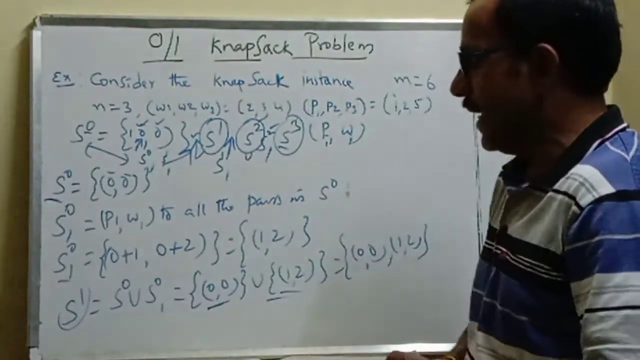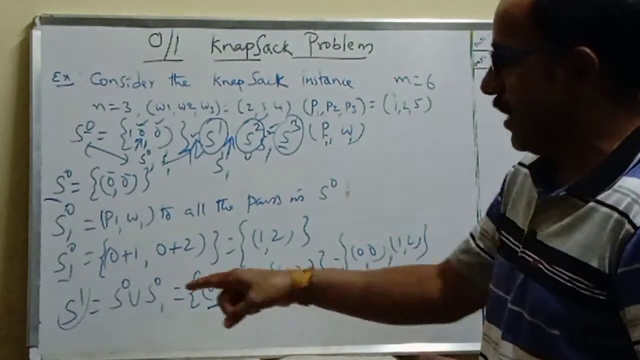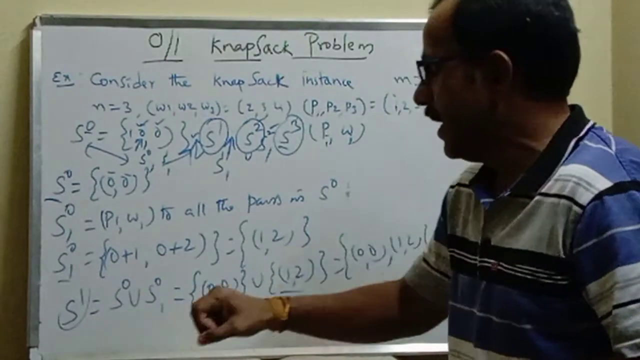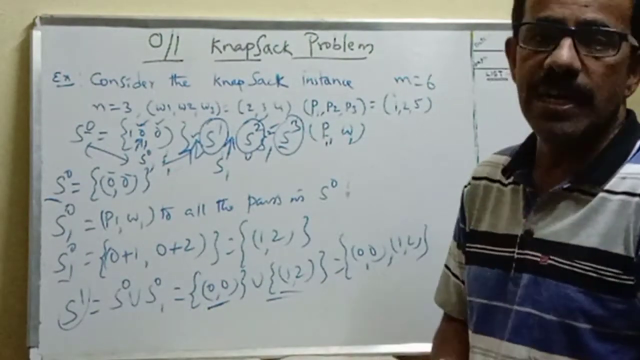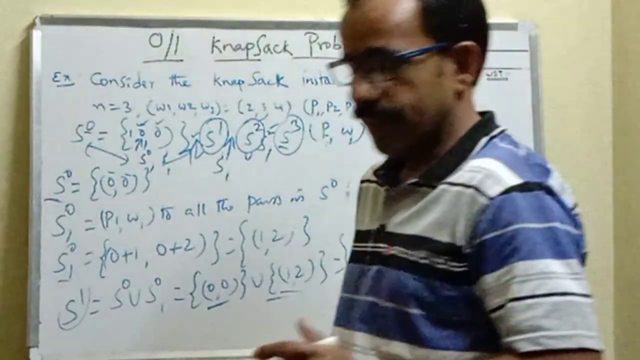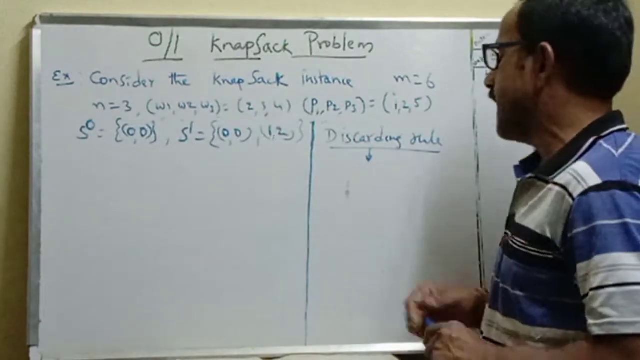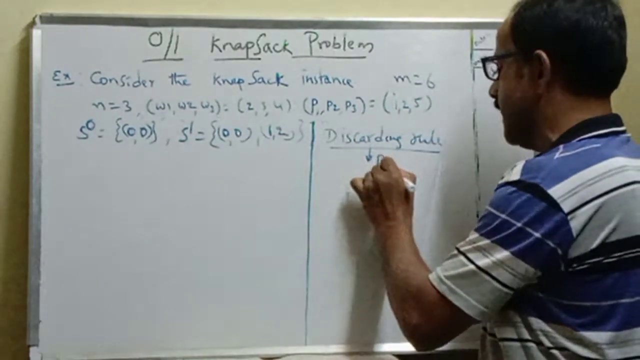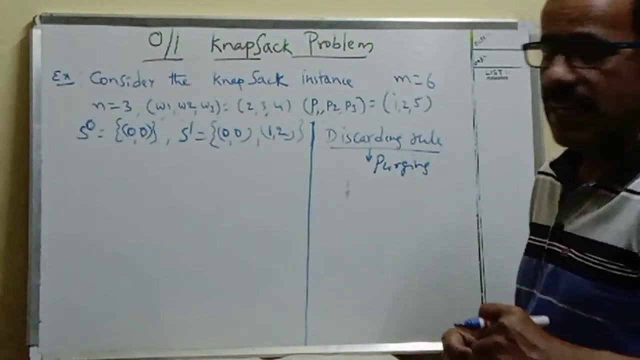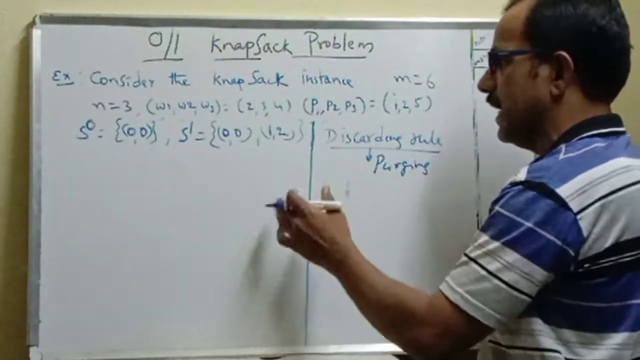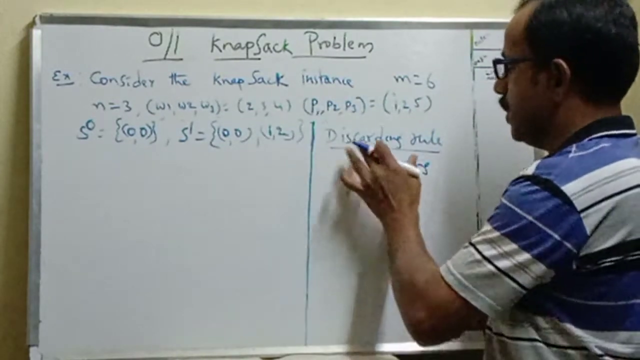In this way, we can calculate S2 and S3. S2 can be calculated from S1 and S3 can be calculated from S2, just by calculating the respective intermediate results. While calculating the sets, we are supposed to apply the discarding rule, or we can call it the purging rule. What do we mean by purging or discarding? Once we calculate the effective set from the intermediate set and previous set, we are supposed to apply the discarding or purging rule.